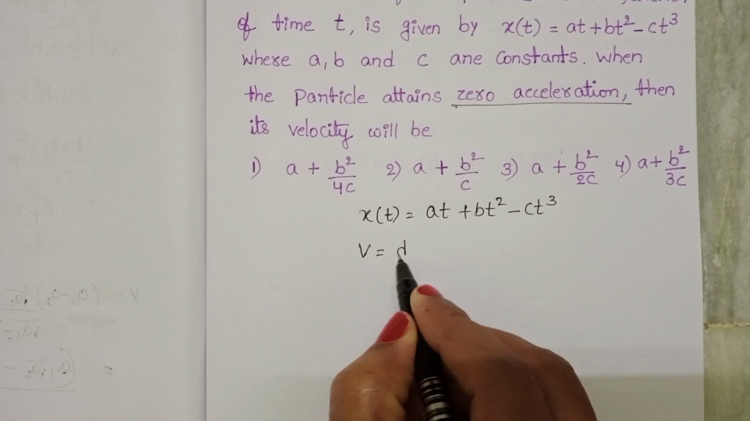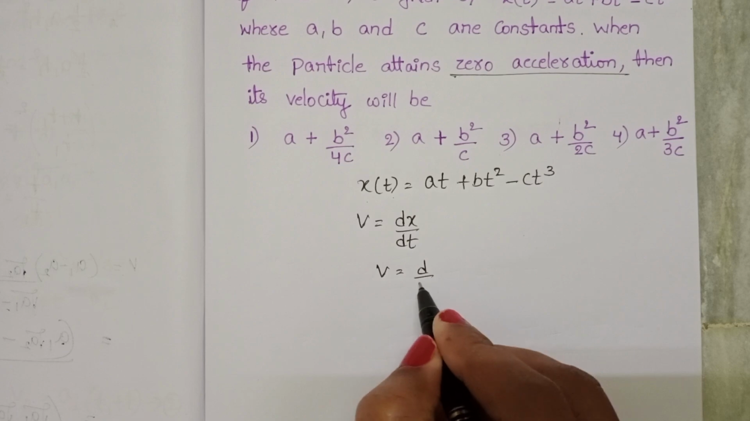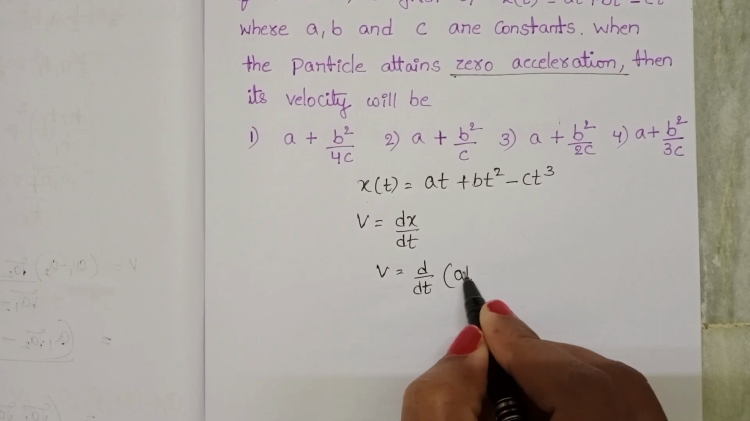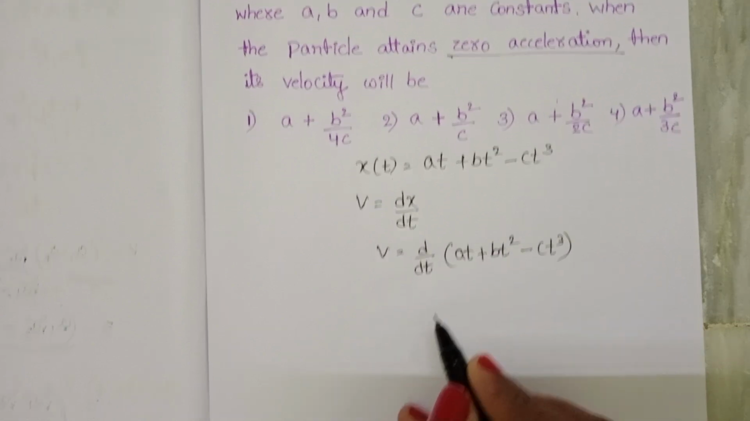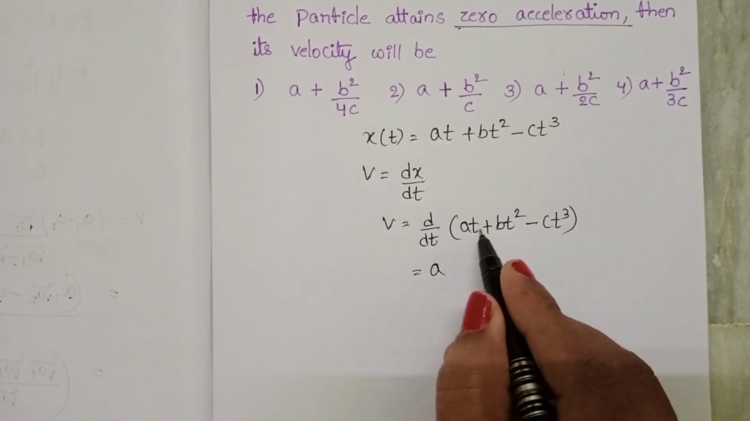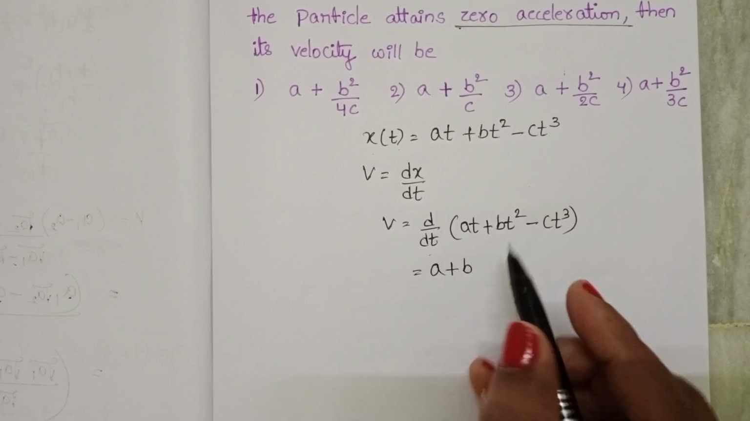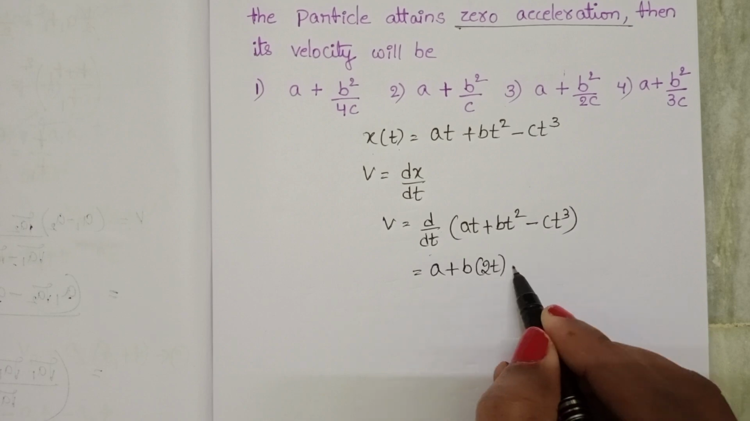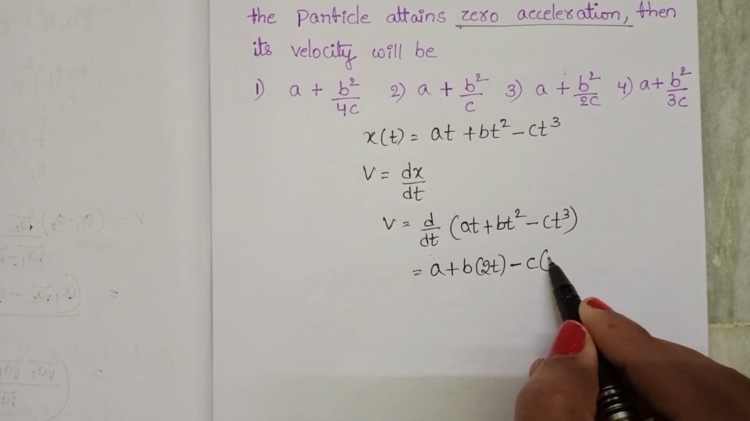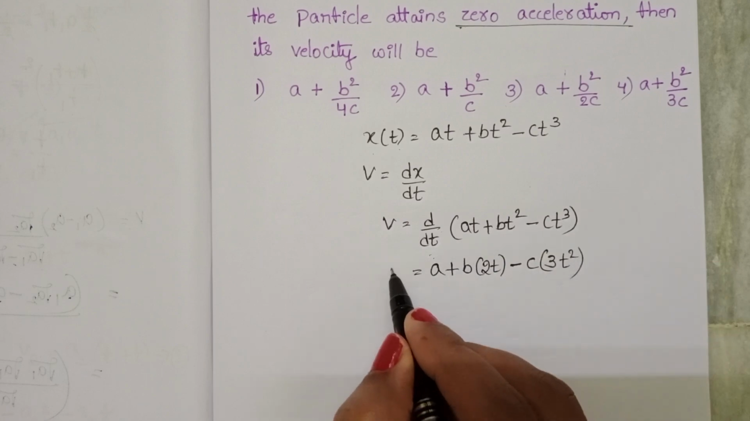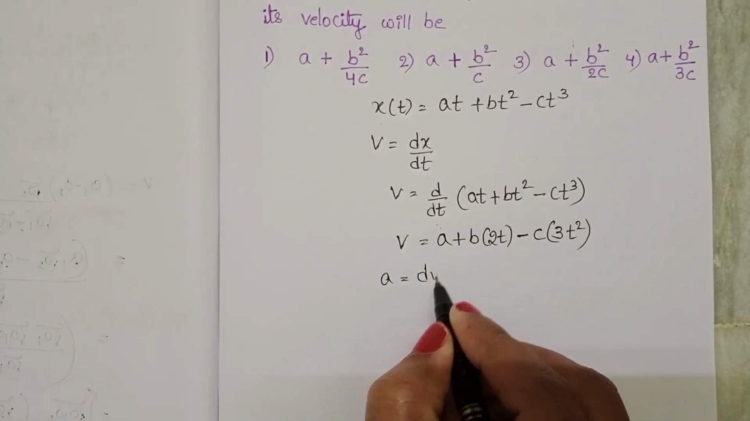We know the rate of change of displacement is called velocity. v is equal to d by dt of at plus bt squared minus ct cubed. Here a is constant, dt by dt is equal to 1, plus b into d by dt of t squared, which is 2t, minus c into d by dt of t cubed, which is 3t squared. This is velocity. And now acceleration is the rate of change of velocity.